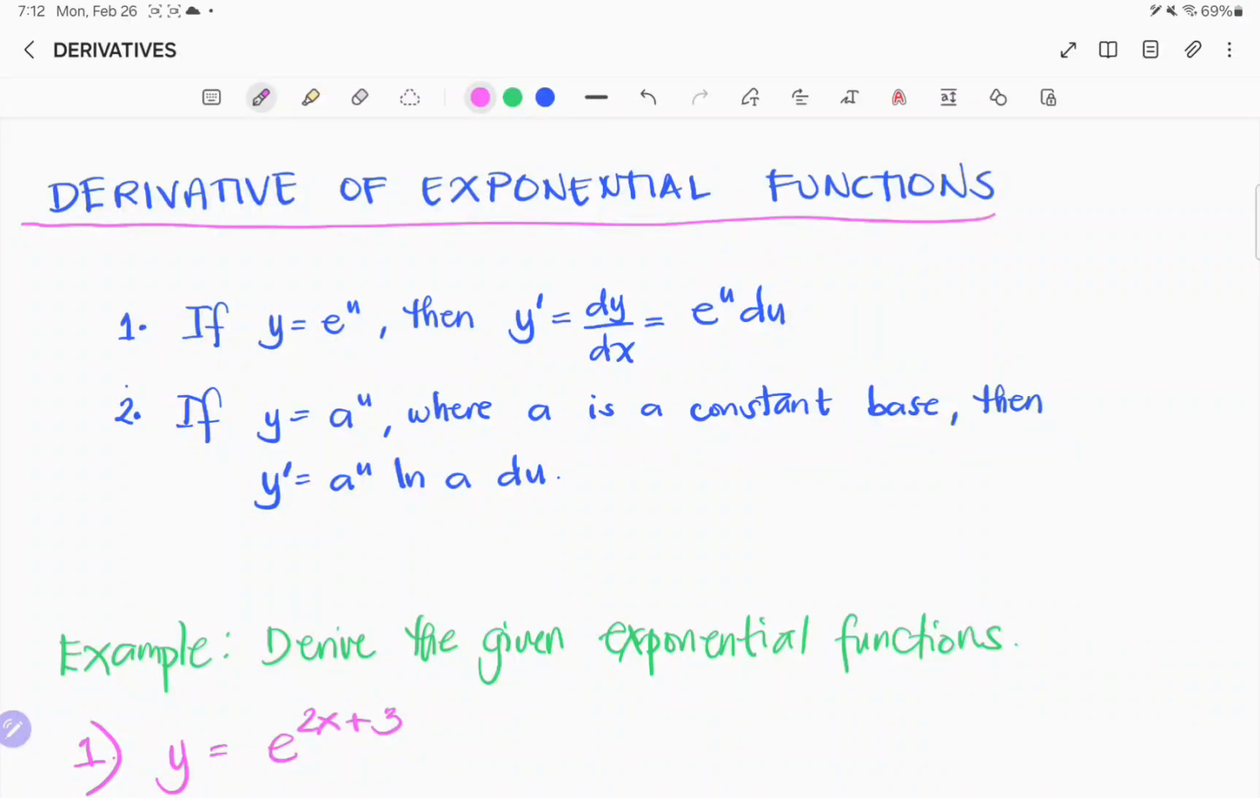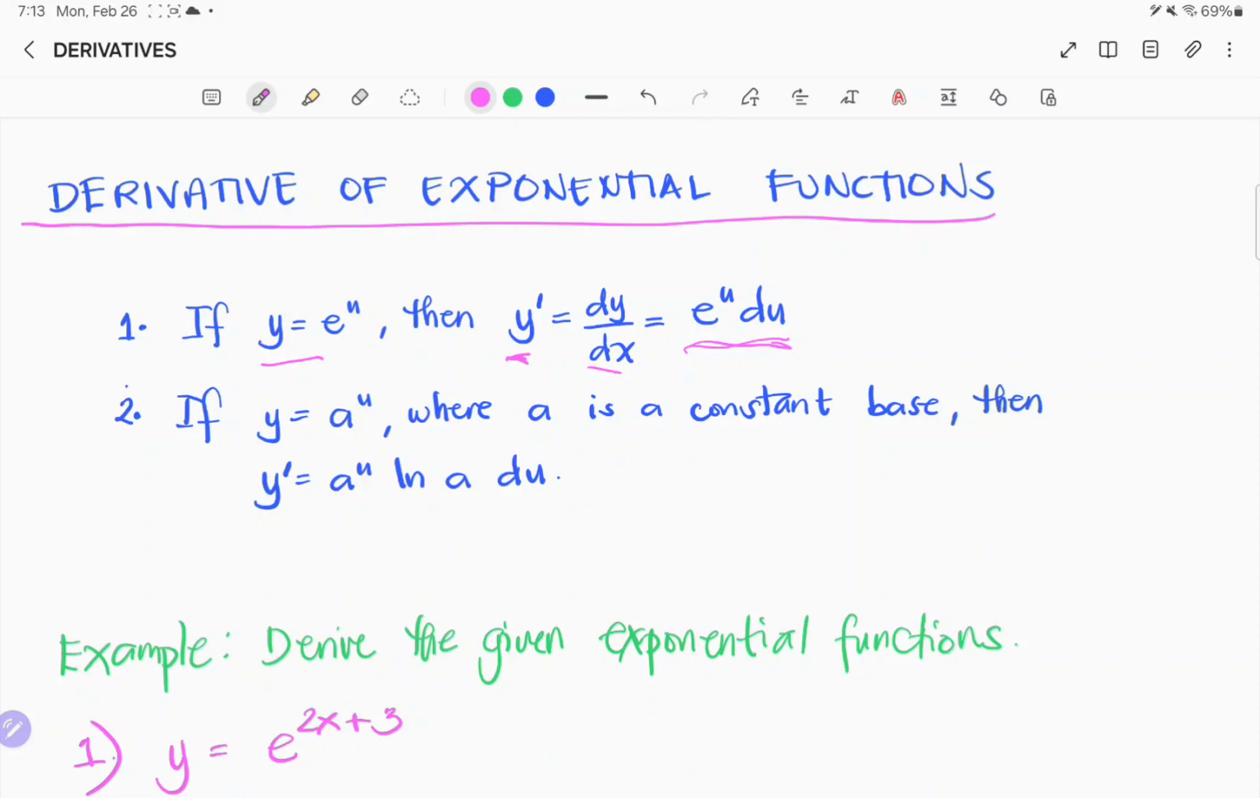In this video, I will be discussing the derivative of exponential functions. So our set formula will be: if y is equal to e raised to u, which is an exponential function, then its derivative is equal to e raised to u, and you have to derive u, multiply the derivative of u to e raised to u. That's the first form of exponential function, where e is a constant e and u is our function.